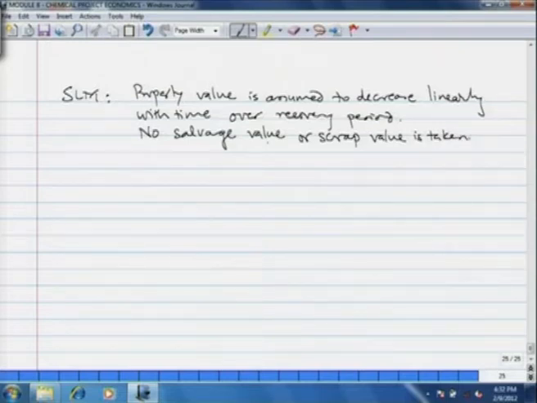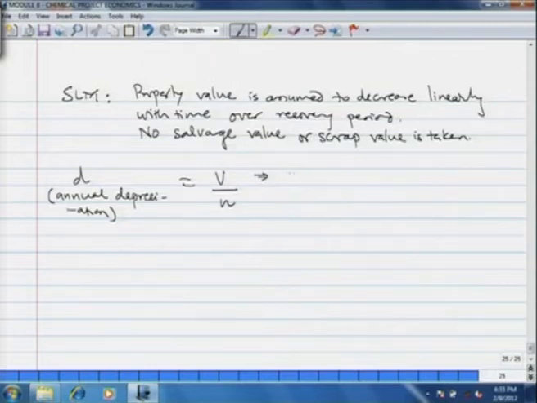So then the annual depreciation D that we denote is equal to V, the original investment in property at start, divided by N, the length of straight line recovery period. V is the original investment in property or original cost of property, and N is the length of recovery period.